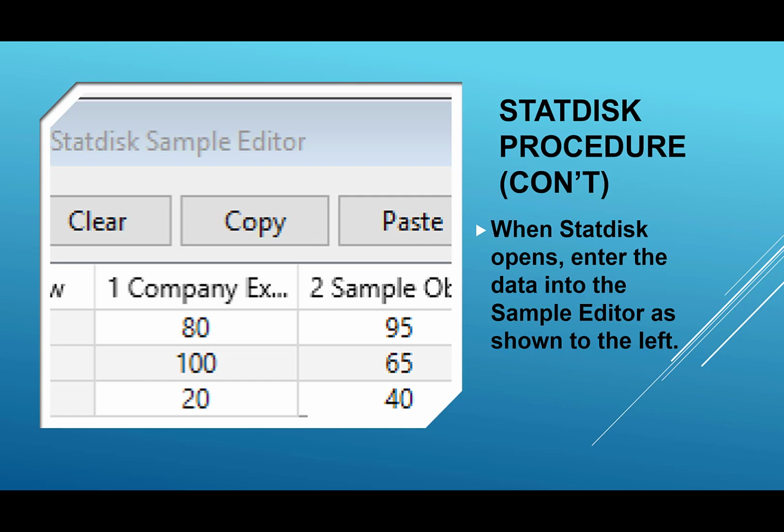We're now ready to go into StatDisk and perform our calculations. So remember that the first thing that you will see in StatDisk is the sample editor. And we're going to enter our data. I entered the company data or distribution, which is the expected, in column 1. And remember that was 80, 100, and 20. I entered the sample data or the observed in column 2. And that, remember, was given to us as 95, 65, and 40.